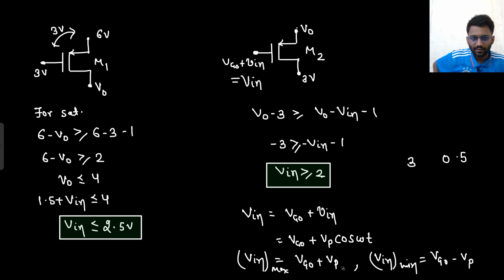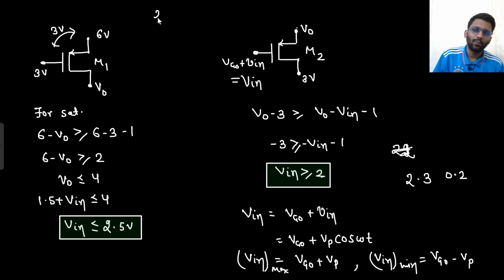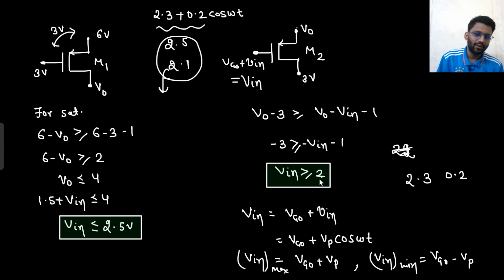Let me think of it. 3 you cannot put. Vg naught I am putting is 2.1. Or 2.2 or 2.3. Vg naught I am putting is 2.3 and Vp I am putting is 0.2 cos omega t. What is the maximum value of this one? 2.5. And what is the minimum? 2.1. Does that fall into this category? V in should be greater than 2. Yeah, greater than 2. V in should be less than or equal to 2.5.